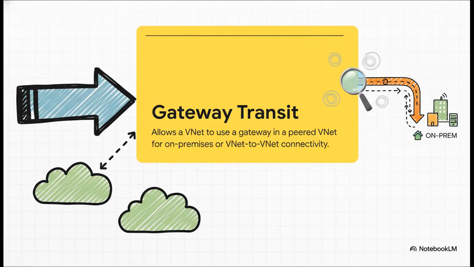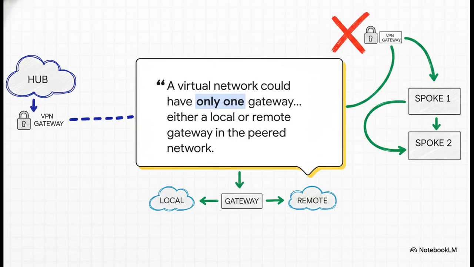This feature is called Gateway Transit, and it is a game changer. It's a setting on the peering connection that lets a spoke VNet, which doesn't have its own gateway, transit through the hub VNet to use its gateway. This gives that spoke VNet access to your on-premises network through the hub's VPN or ExpressRoute connection. Now, this is the crucial rule you have to remember. A virtual network can only have one gateway, period. You can't have a VPN gateway in your spoke VNet and also try to use a remote gateway in the hub.